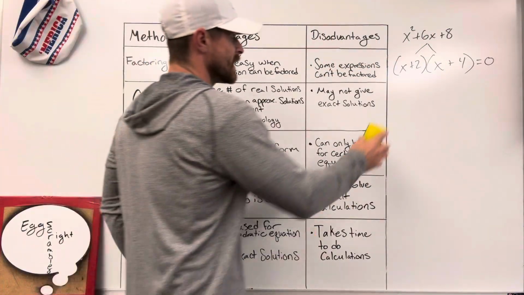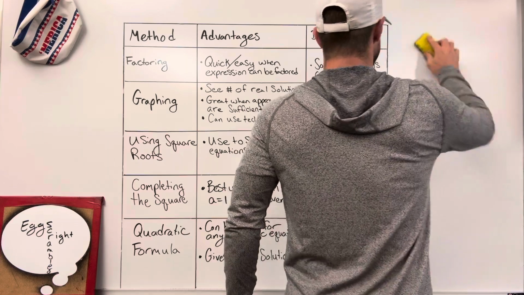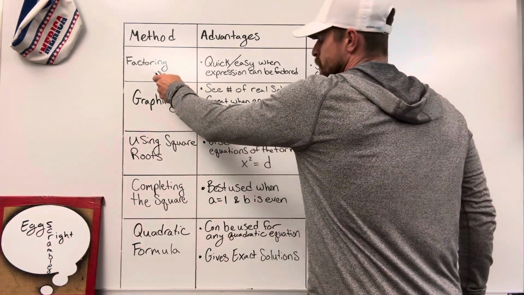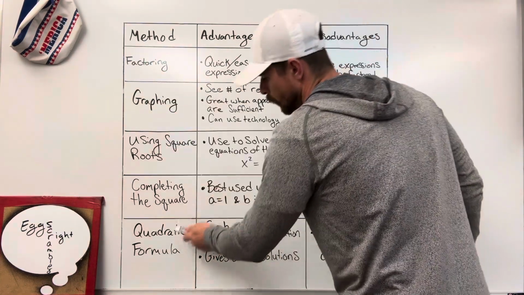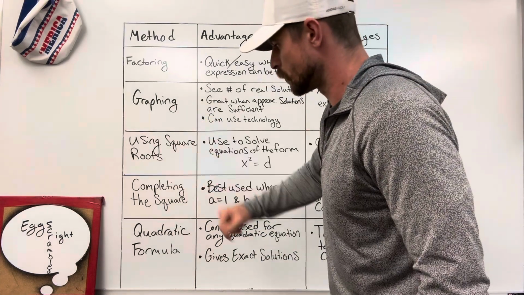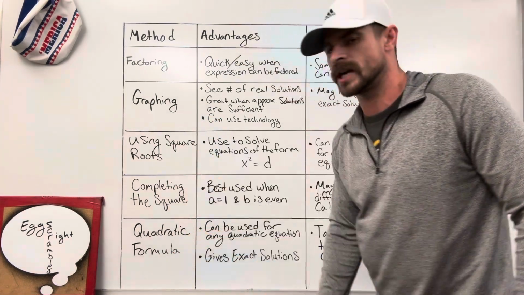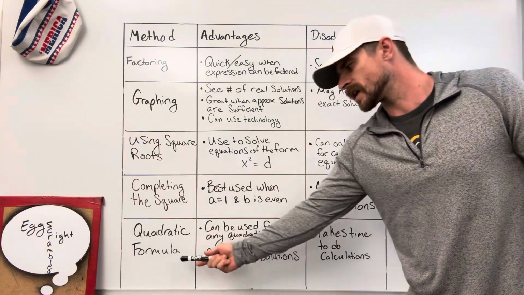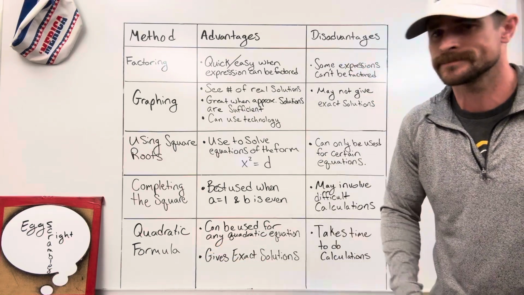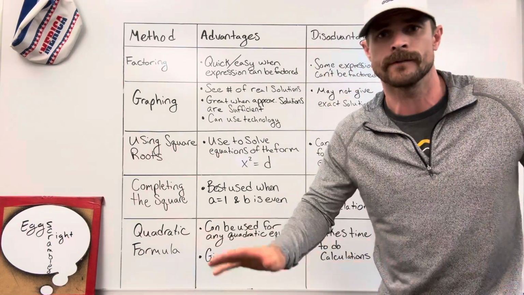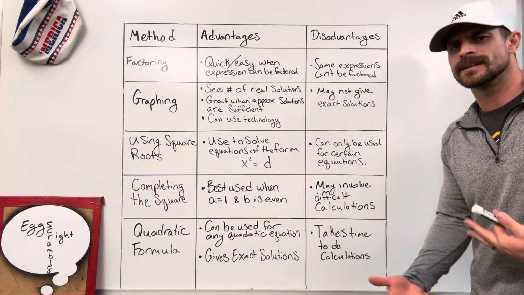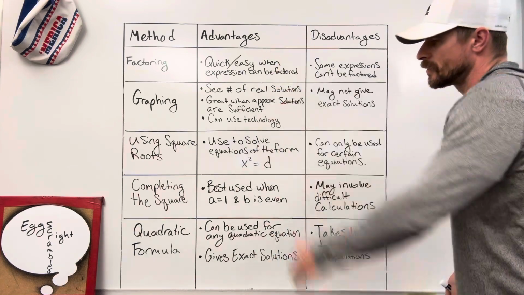But sometimes they can't be factored. And when they can't be factored, you've got to eliminate this method and go with one of the other four. Is it graphing, square roots, completing the square, or the quadratic formula? We'll get down to the quadratic formula at the end, but when in doubt, go to the quadratic formula. It works for everything, right? It's just sometimes a little trickier than one of the other methods.